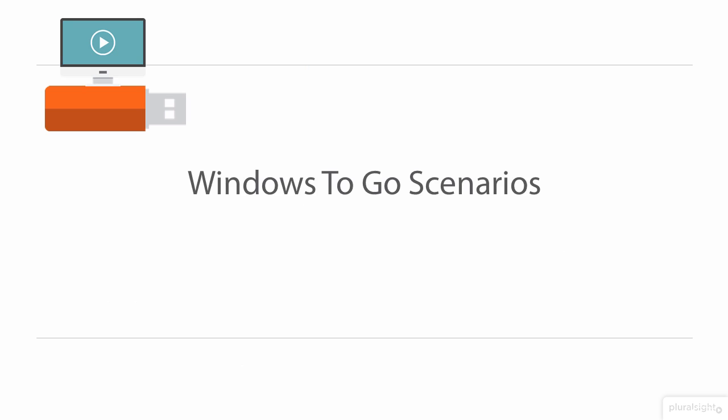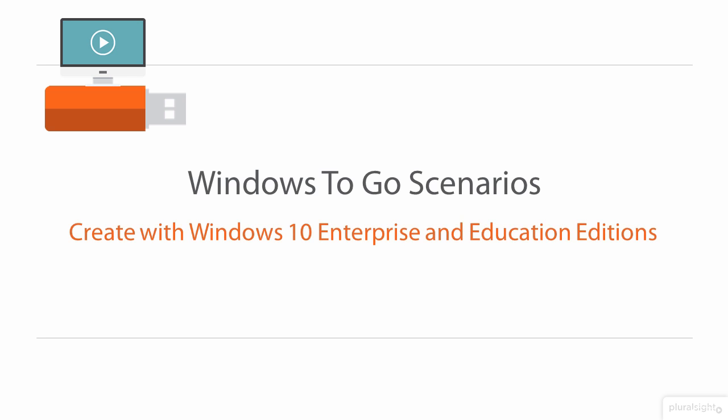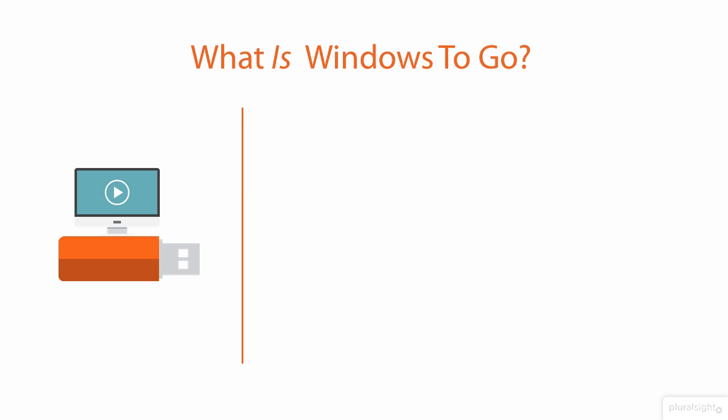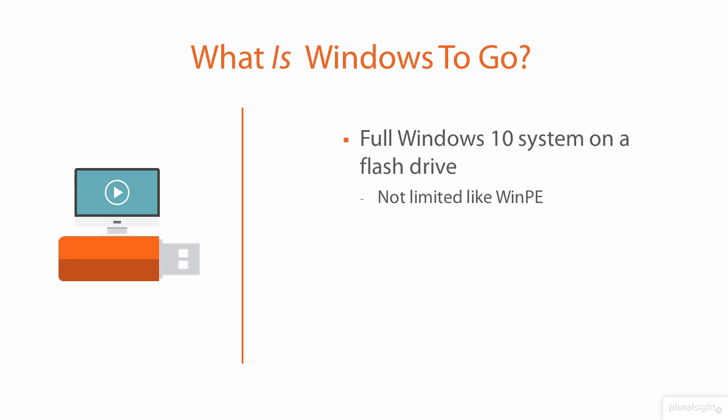Well, first off, let's review Windows To Go and when you might use it. You need Windows 10 Enterprise or Education to create these nifty little drives. So what is Windows To Go? Well, it's actually a full Windows 10 hard drive, except it's not a hard drive. It's a flash drive. Now, we're not talking about some severely limited flavor of Windows like WinPE. This is the real deal.